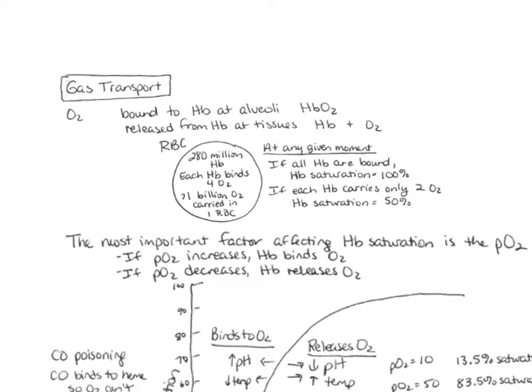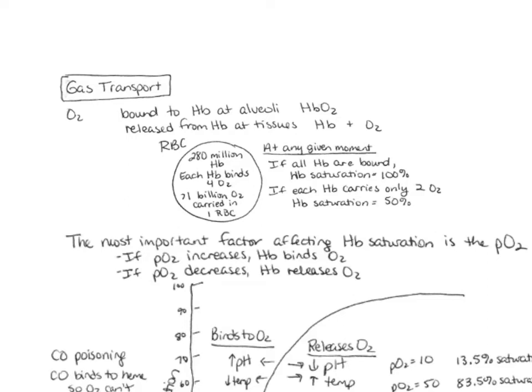When red blood cells do bind to oxygen and carbon dioxide, it's just temporary. And we learned this. We know that when the blood gets to the tissues, the red blood cells are going to release oxygen into the tissues, and then pick up carbon dioxide. And then when they go back to the lungs, they're going to release carbon dioxide and pick up oxygen. Okay? So let's look at oxygen transport.